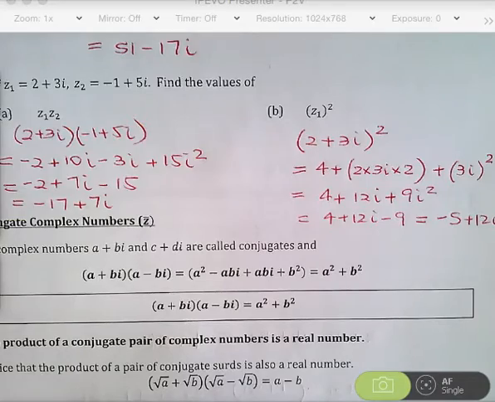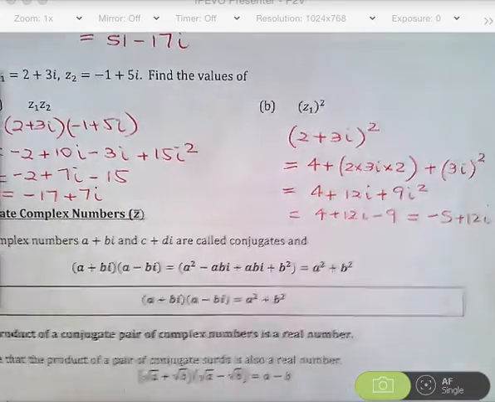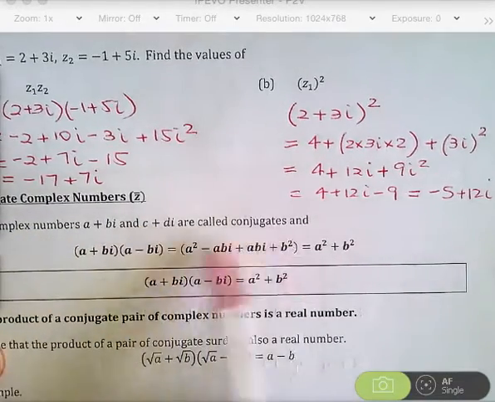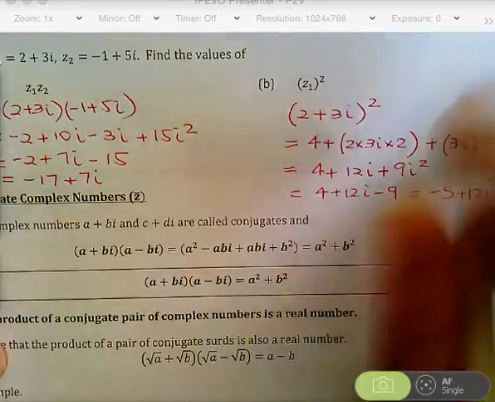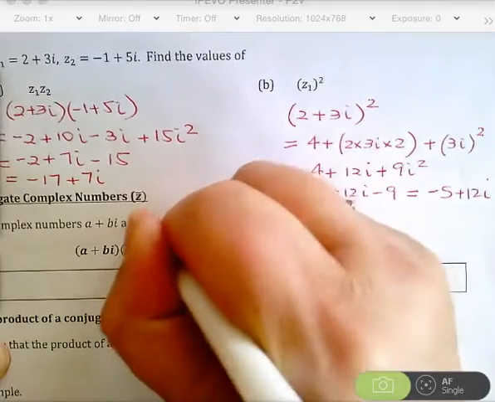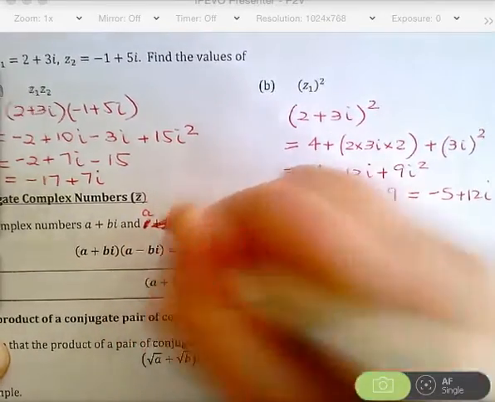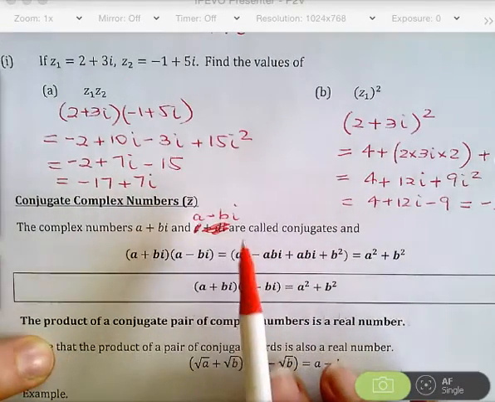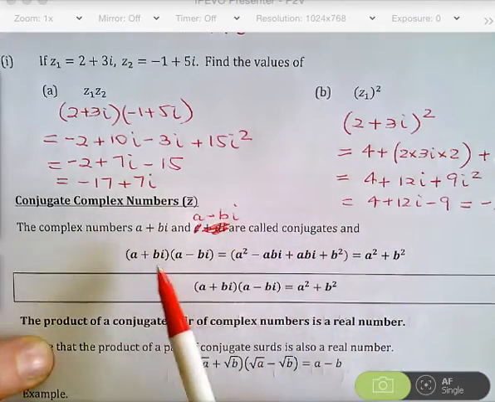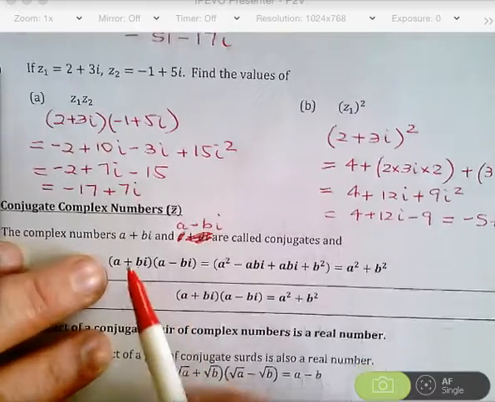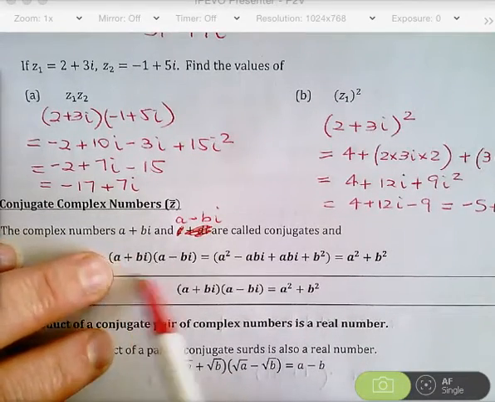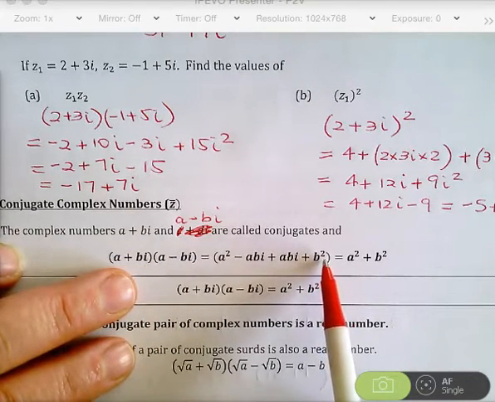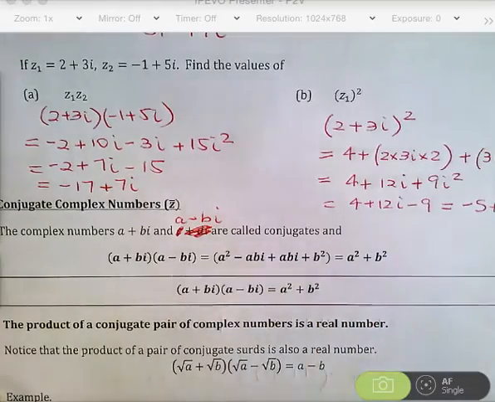Conjugate complex numbers. It's like conjugate surds, similar sort of thing. So, the complex numbers a plus bi and c plus di are called, well, they're not actually conjugates. I think there's a little mistake there. Cross that out, and a what? Minus bi, fix it up. So the complex numbers a plus bi and a minus bi are called complex conjugates. And we know that if you do multiply them, you will get a squared minus abi plus abi minus b squared i squared, which is plus b squared. In other words, you get a squared plus b squared.